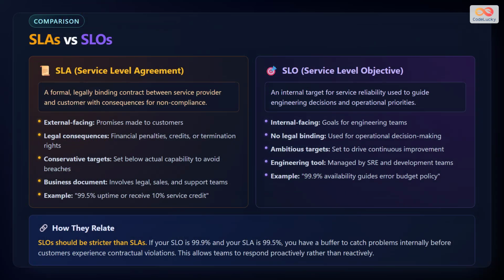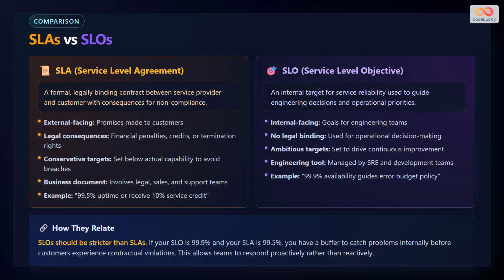It's important to understand the difference between SLAs and SLOs, as they're often confused. An SLA is a service level agreement. It's a formal, legally binding contract between you as a service provider and your customers. An SLA specifies what you promise to deliver and what happens if you fail to meet those promises. Failure to meet an SLA can result in financial penalties, service credits, or even contract termination.